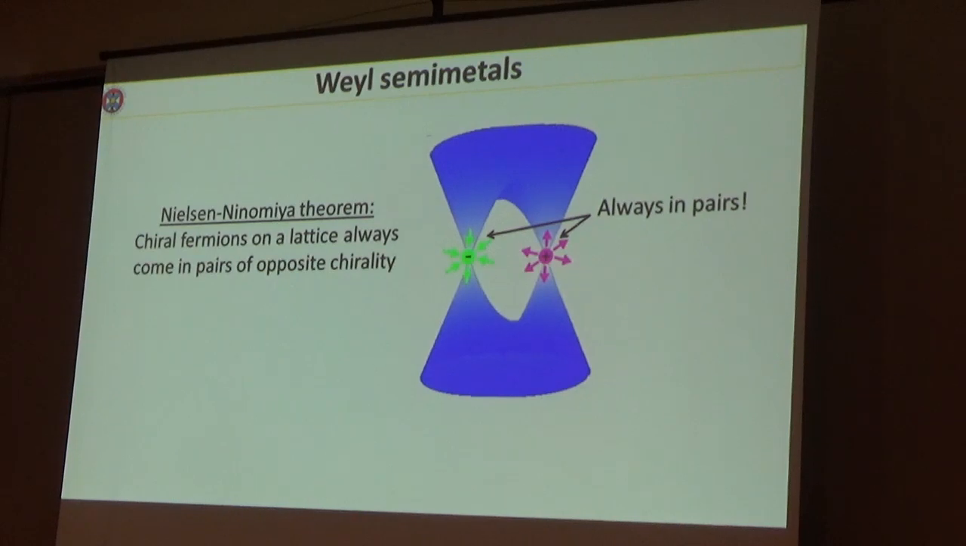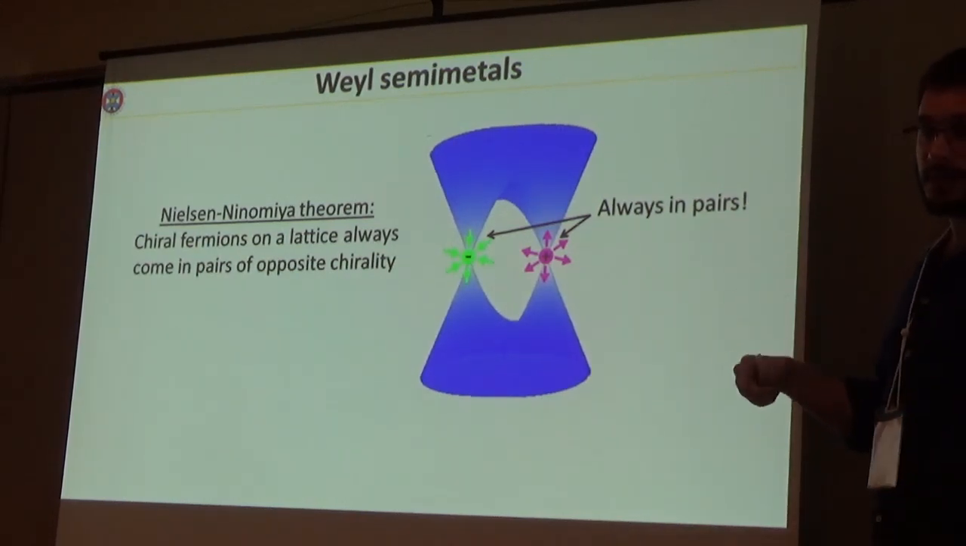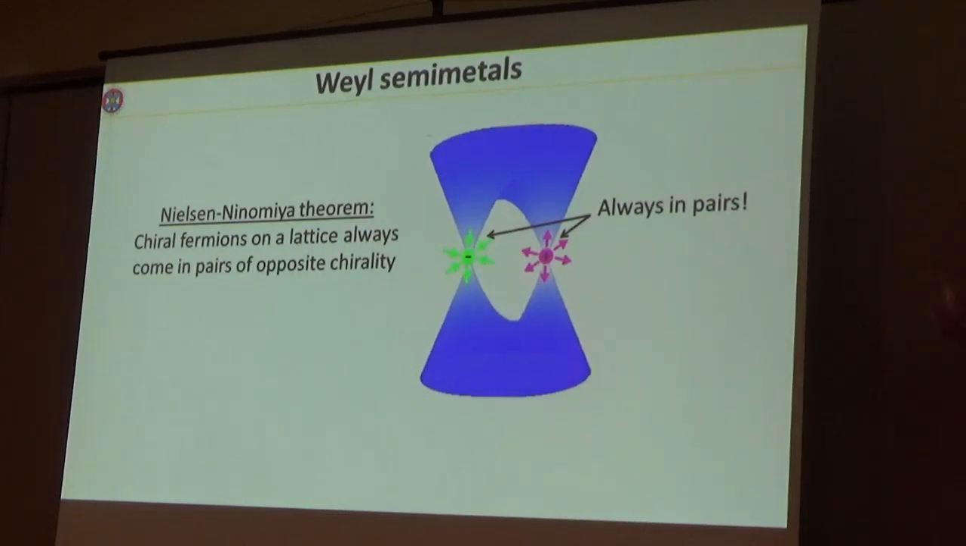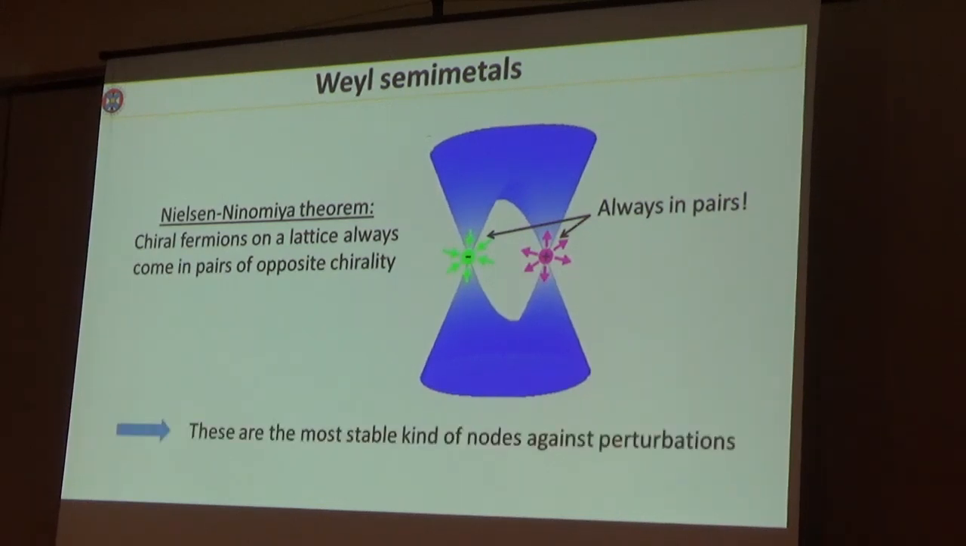First, I'm going to tell you about the Nielsen-Ninomiya theorem, which says that chiral fermions in a lattice, it's very general, come in pairs of opposite chirality. So we always have them in pairs and an even number of them, which means that even if we include disorder just to get rid of them, it's much more difficult because we have to get rid of both of them, not just one of them. So they're more stable than the previous materials that I talked to you about.